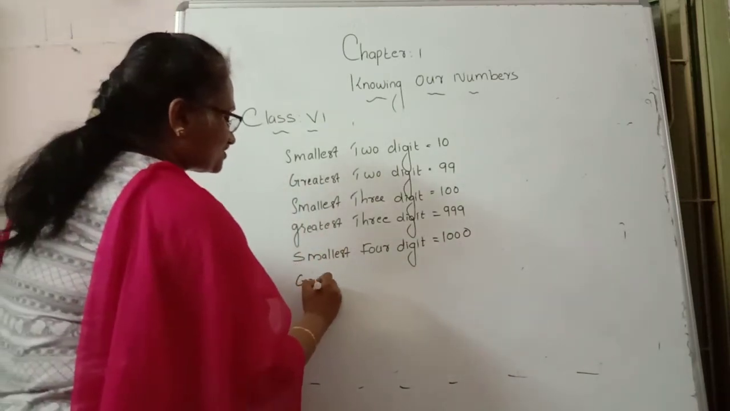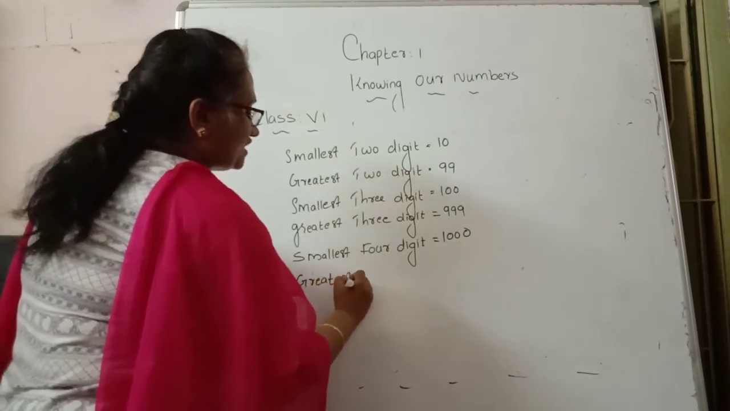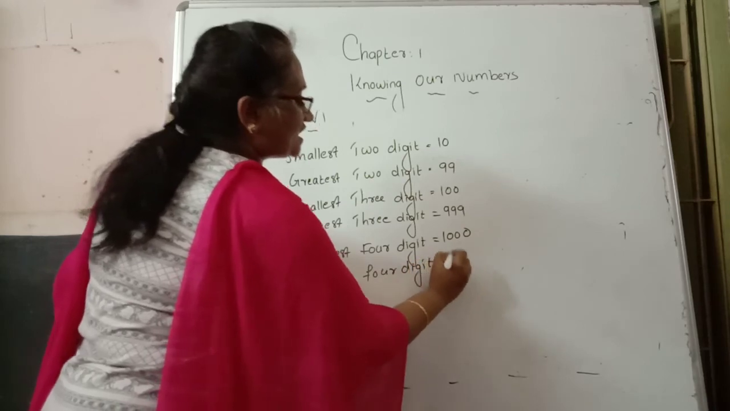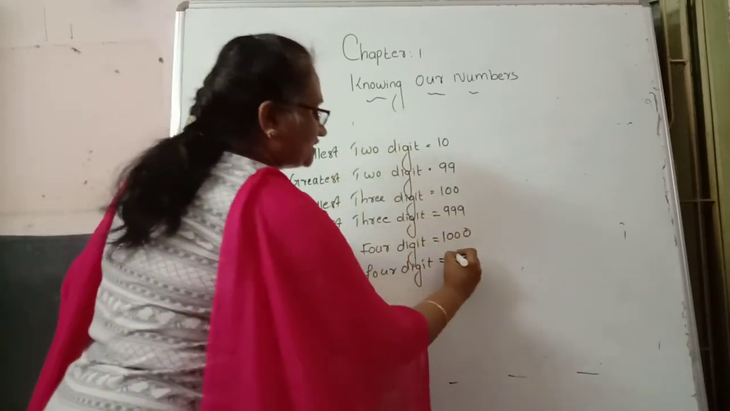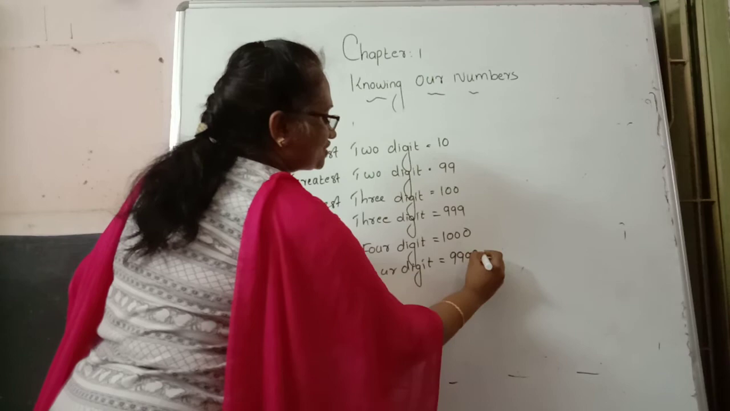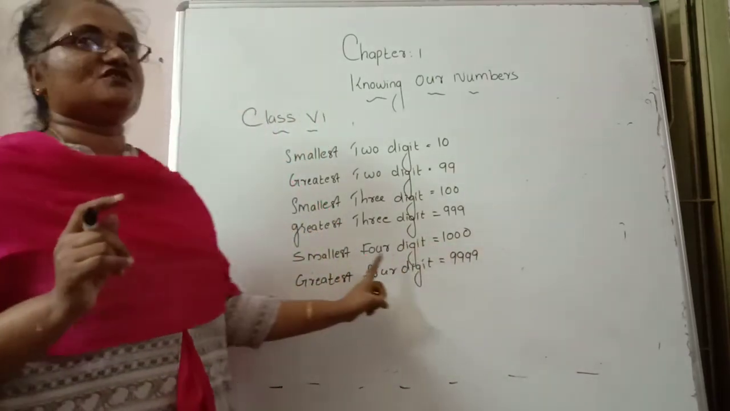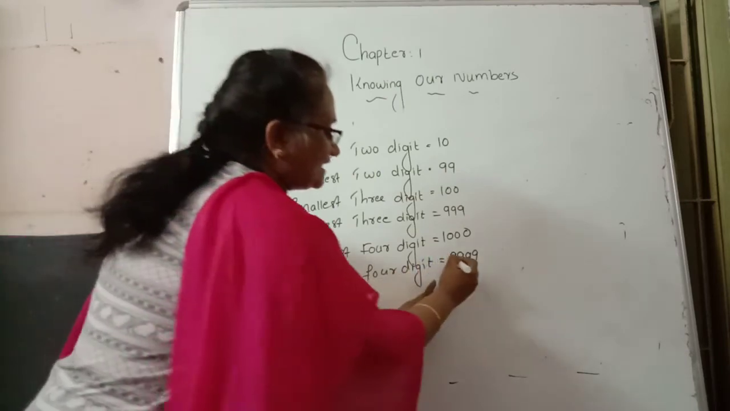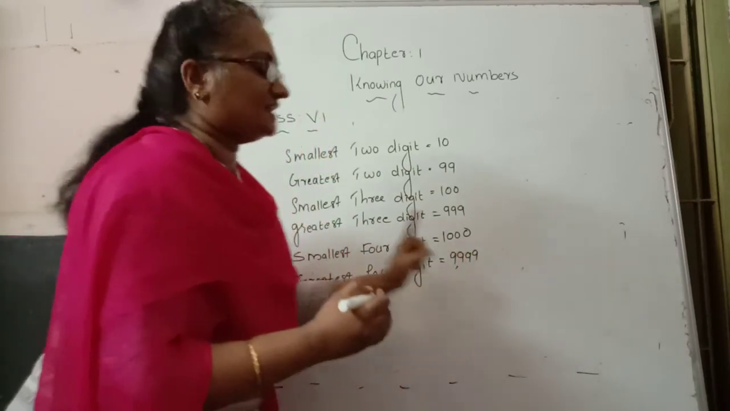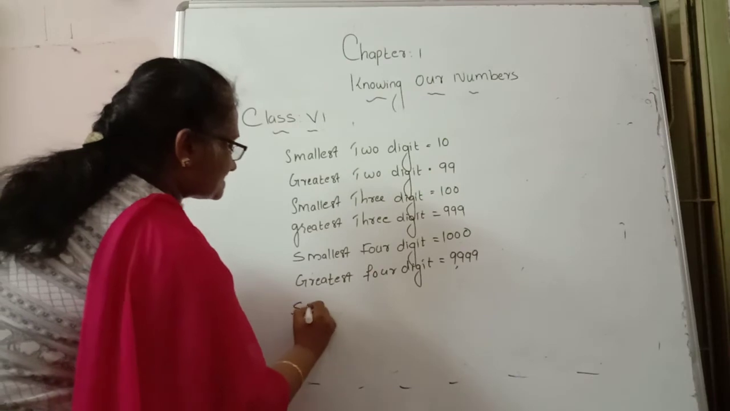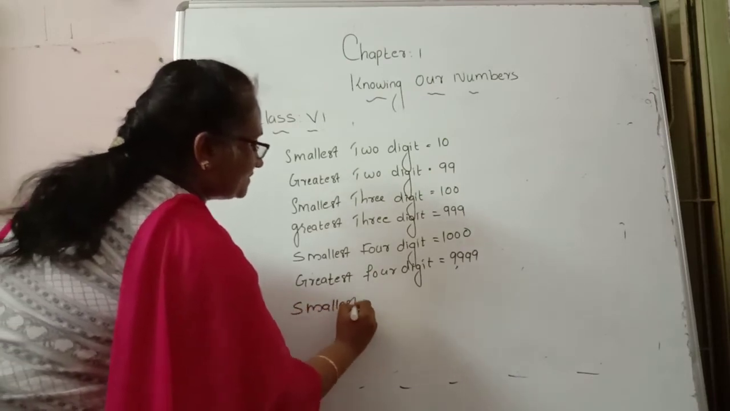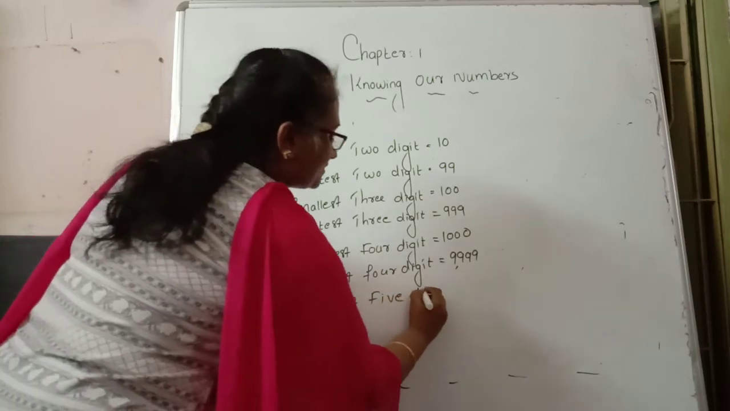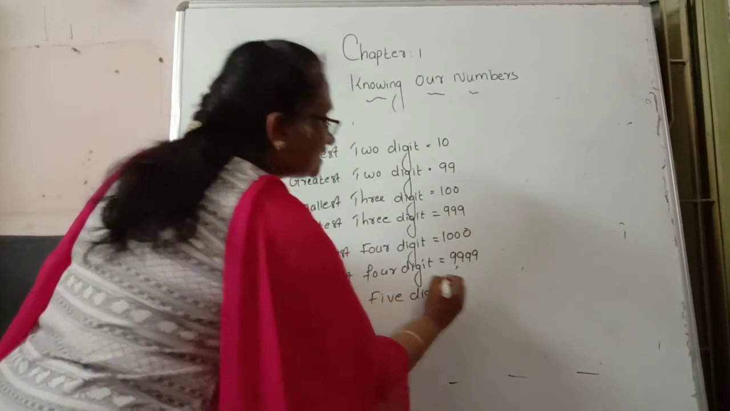Which is the greatest 4 digit number? For 4 digit number, 4 times 9 we are writing. So how to read this number? 9,999. Next, smallest 5-digit number. Anybody asking here what is the smallest 5-digit number? They are asking how to write it immediately.